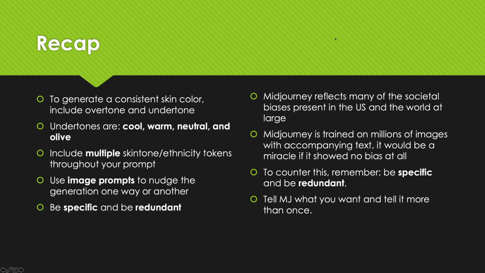So let's recap what we've learned so far. To generate a consistent skin color, include overtone and undertone. Undertones are cool, warm, neutral, and olive. You can include multiple skin tone and ethnicity tokens throughout your prompts to make sure that you get the result that you like. You can also use image prompts to nudge the generation one way or another. Be specific and be redundant. Redundant just means repeat yourself. Add more than one description, of their skin color or of their hair texture or whatever kind of look you're going for.